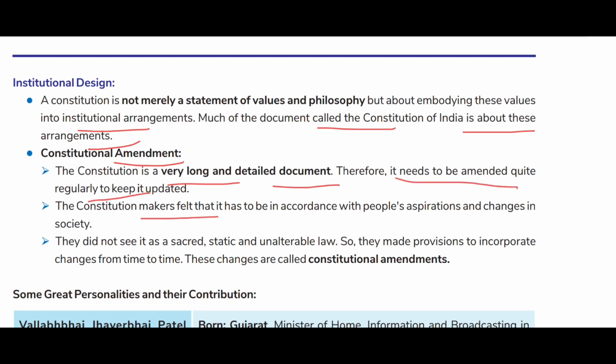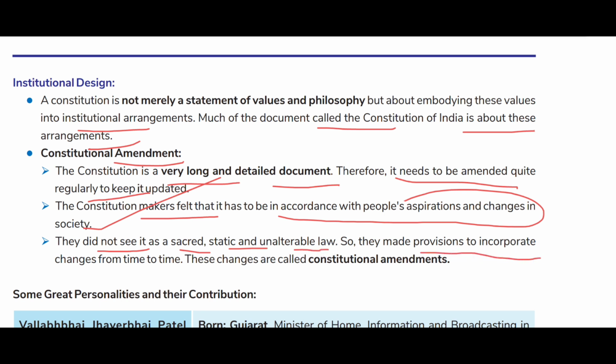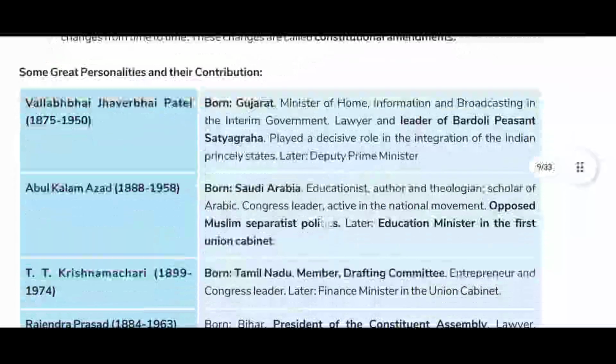The Constitution makers felt that it has to be in accordance with people's aspirations and changes in society. They did not see it as a sacred, static, and unalterable law. So they made provisions to incorporate changes from time to time. These changes are called constitutional amendments.